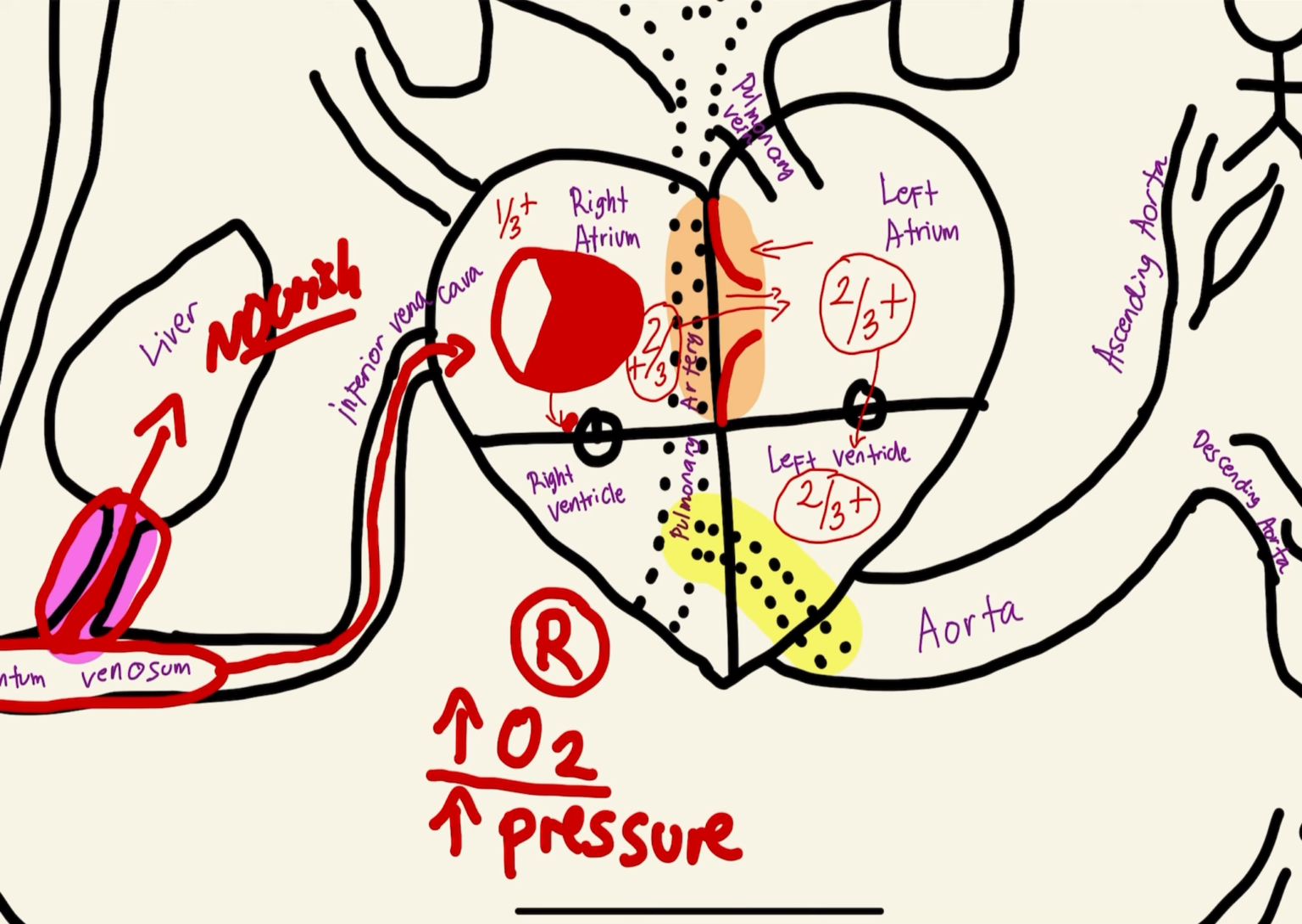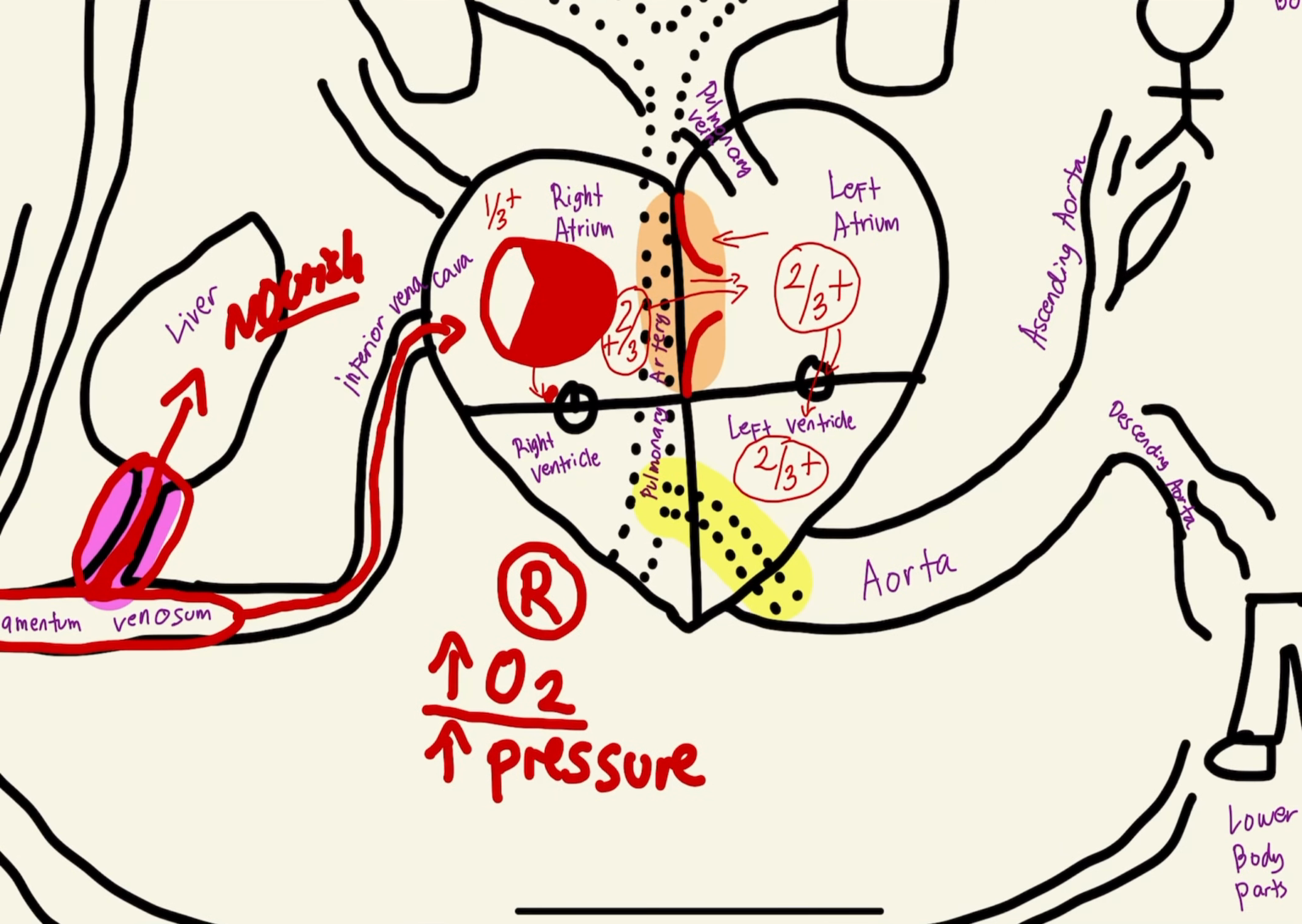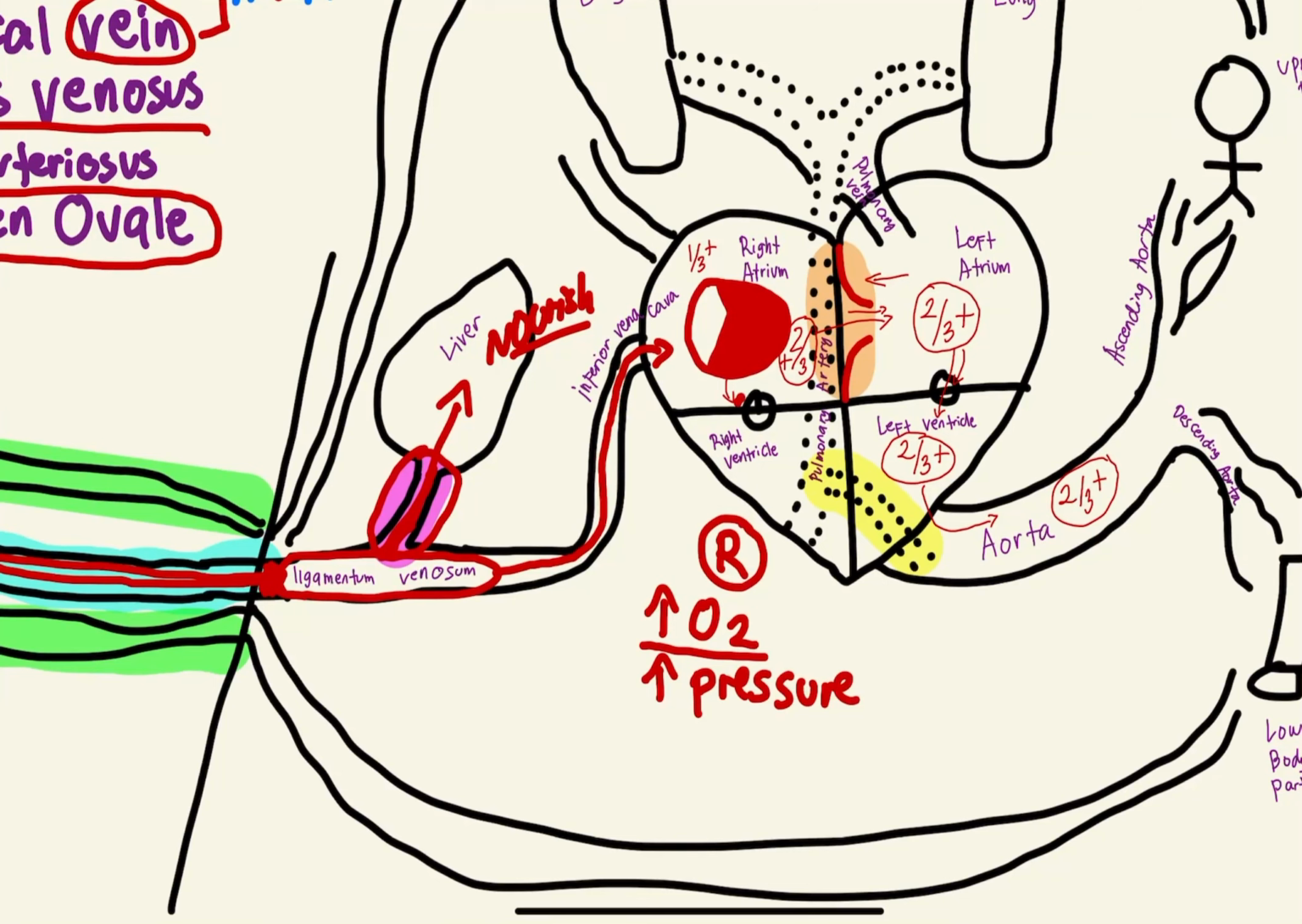Pagpitik ulit ng puso, they will pass the bicuspid valve. Pupunta naman ngayon sila sa left ventricle. Now, when that happens, ang mangyayari is that yung 2/3 oxygenated blood, they will also enter the aorta. Okay? 2/3 oxygenated blood. And then, pupunta naman sila sa upper part of the body.